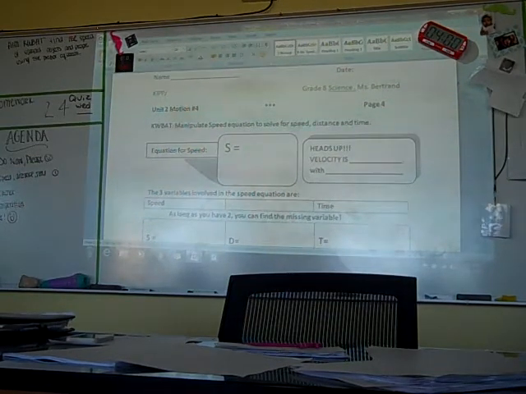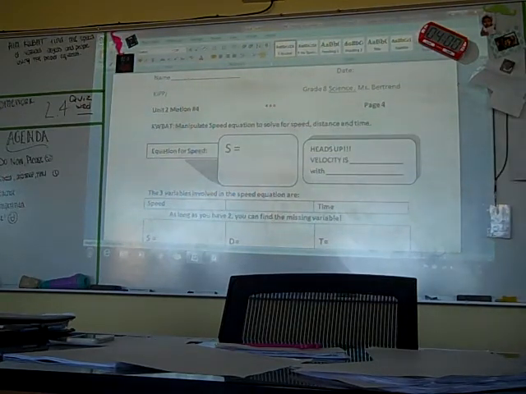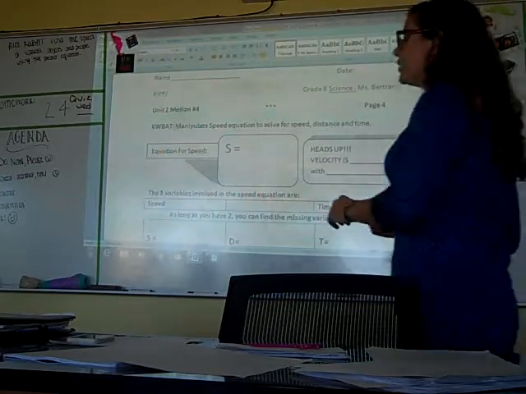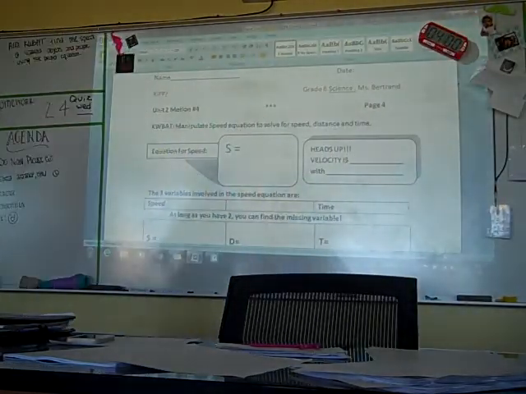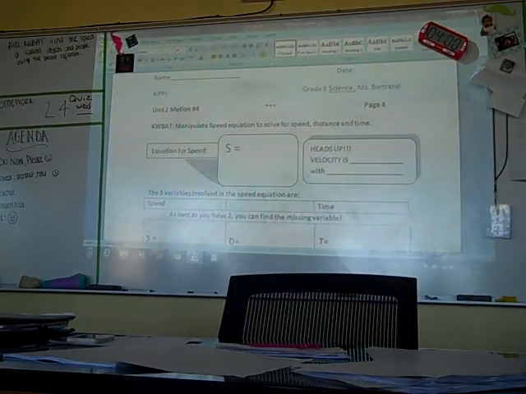Let's do a little bit more here. Luna? Kipsters will be able to manipulate speed equations to solve for speed, distance, and time. Perfect. So the equation for speed, we already know what the equation for speed is. What is it? S equals, go Kim Myers.